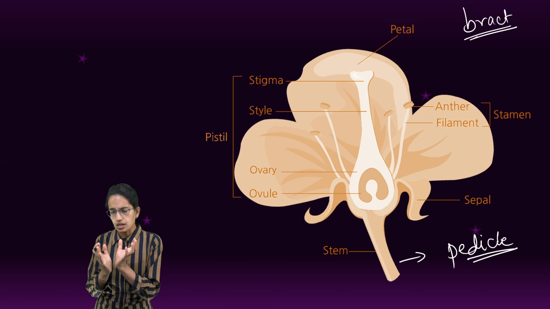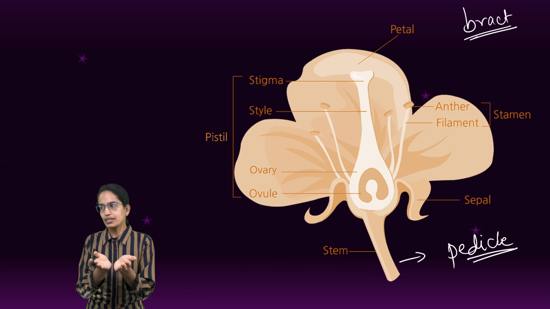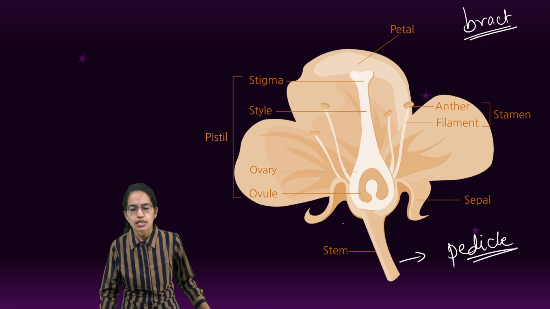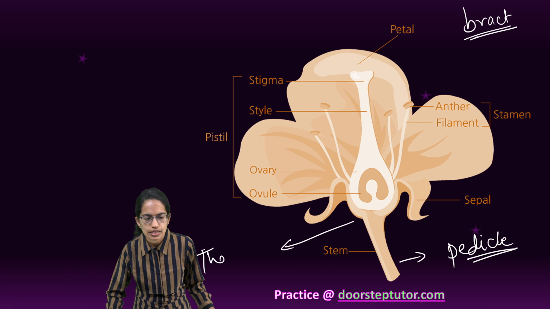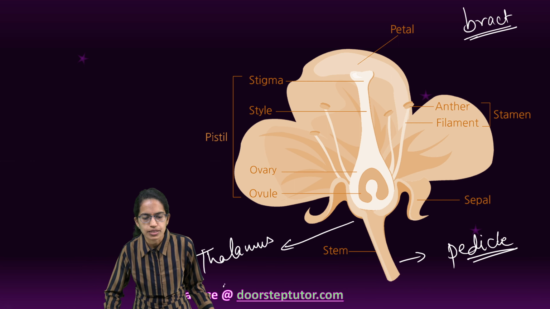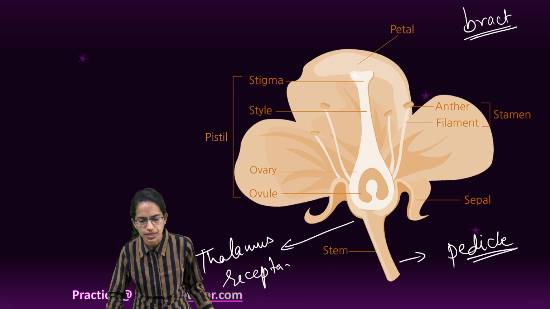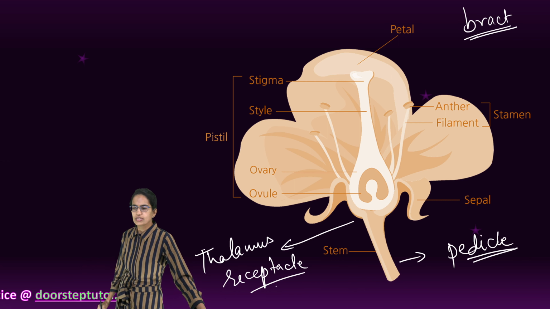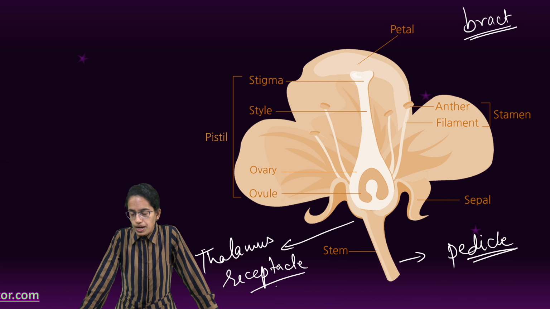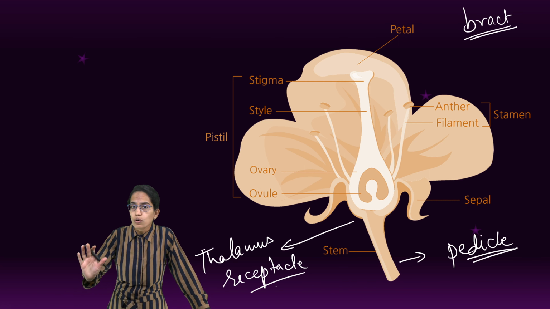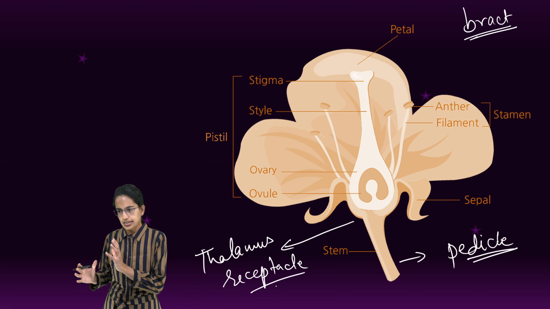Now, the lower broad part is known as thalamus. This part is known as thalamus. This thalamus is also known as receptacle. So, thalamus or receptacle is another important part. This is the part where nodes and internodes get condensed.